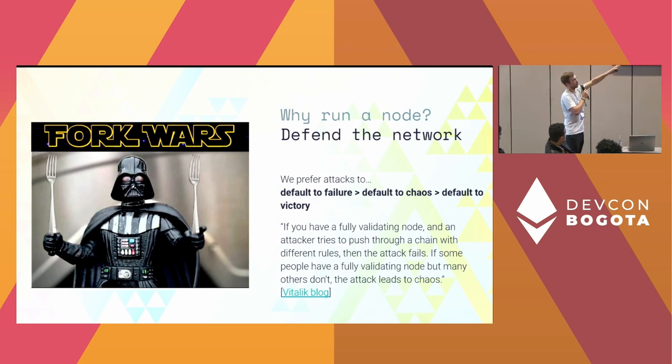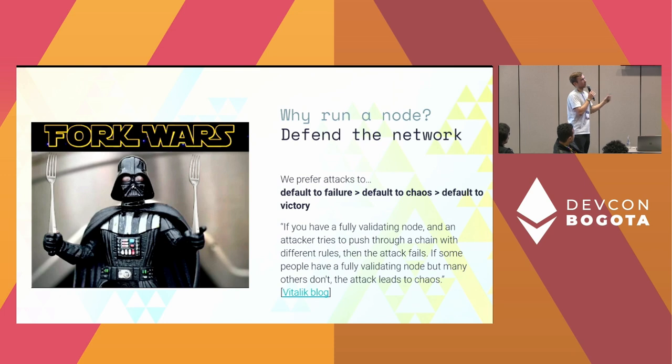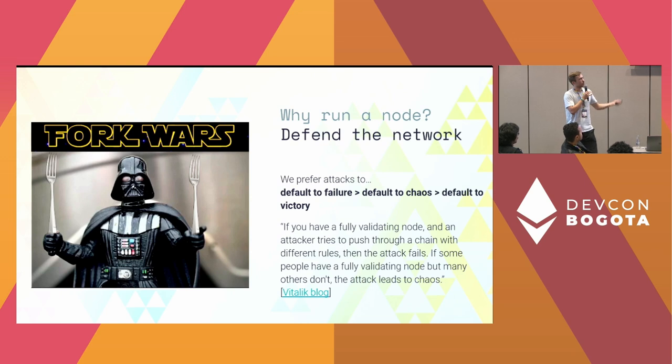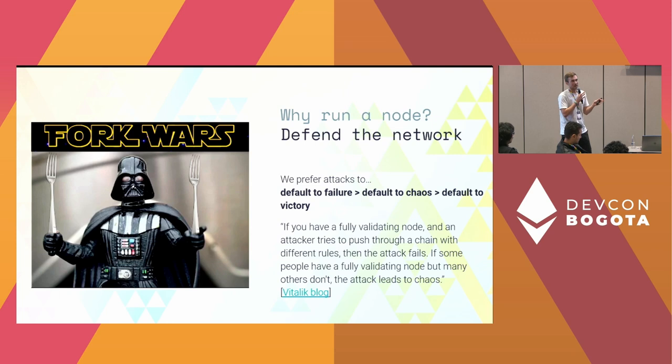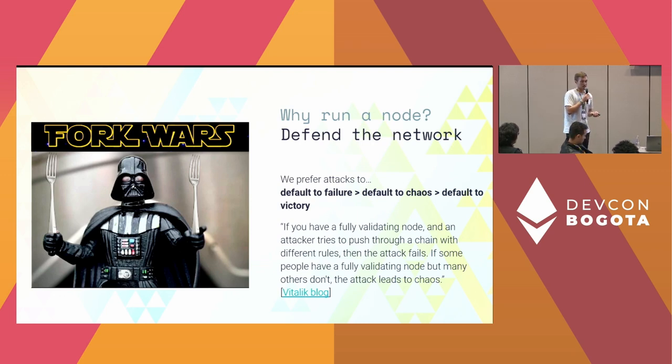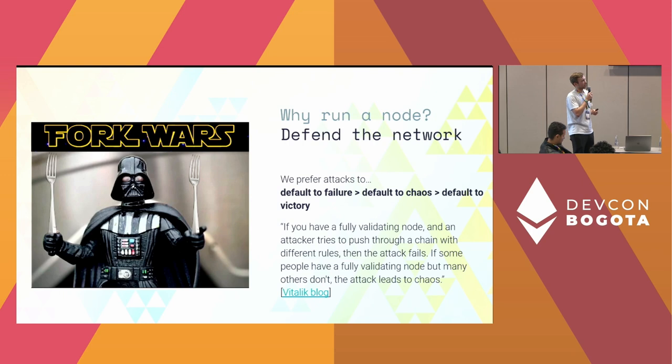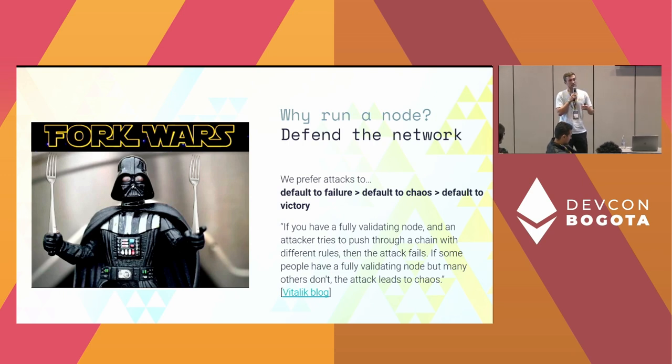And so we prefer the options toward the left. So we would want something like this to fail, obviously. However, even if it just ends up in chaos, meaning maybe half the exchanges show one state of Ethereum and half the exchanges and wallets show another state of Ethereum, that's still much better than the attackers becoming victorious. It makes the attack extremely expensive, even if the attack isn't victorious, or doesn't fail, I should say, it's still extremely costly.